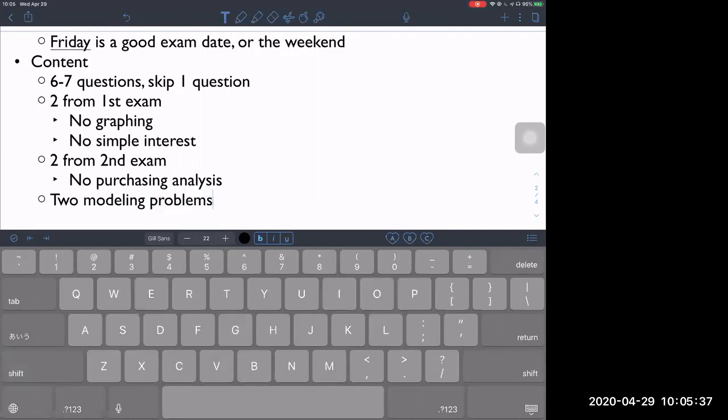So as you can see with this format, when you have 2, 2, and 2, and I tell you to skip one, there'll definitely be no more than 2 modeling problems. I said 6 to 7 because I might throw in another question from the first or second exam.